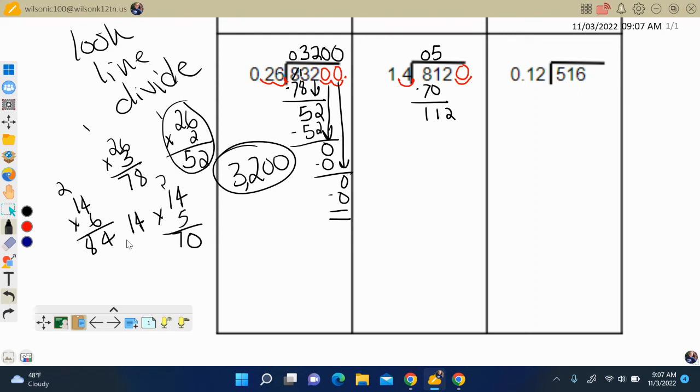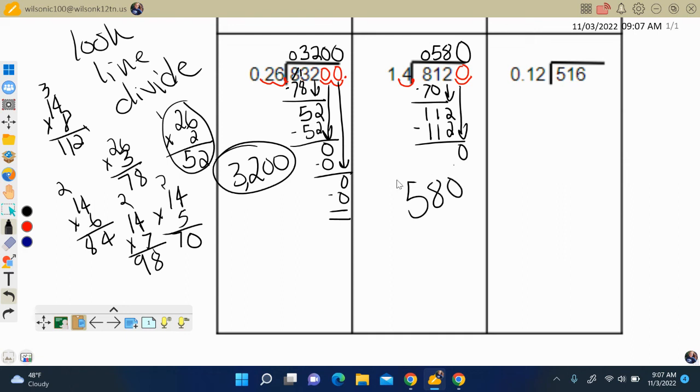Wow. Let's try 14 times 7. 4 times 7 is 28. That's 98. Let's try 14 times 8. 4 times 8 is 32. 8, 9, 10, 11. That's 112. Looks good, looks good. Remember, we're not going to have any remainders in these. 8 times 14 we know is 112. Bring down that 0. 14 can go into 0 times. That means my answer was 580. If you got 58, you did not finish the problem with the last 0.